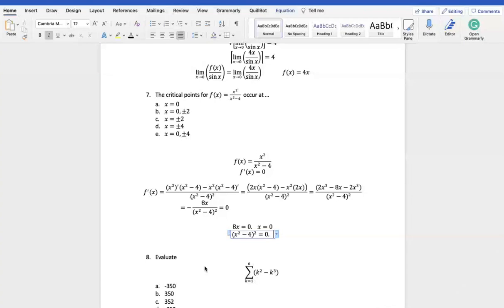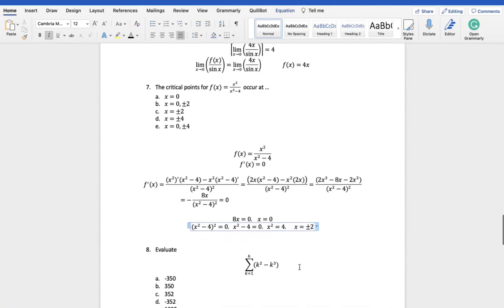It just means that x squared minus 4 is equal to 0. And this is only the case when x squared is equal to 4, which is only the case when x is equal to plus or minus 2. I hope you guys can see this. So we have 3 critical points: 0, minus 2 and plus 2, right? So our answer would be B here.